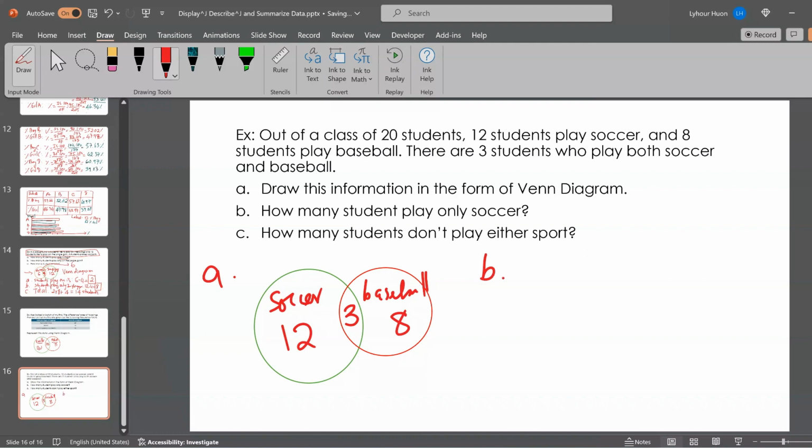How about B? How many students play only soccer? We subtract 12 minus 3 equals 9. So only soccer equals 9. Now C. We subtract 8 minus 3 equals 5, and then we add 9 plus 5 equals 14. 20 minus 14 equals 6.